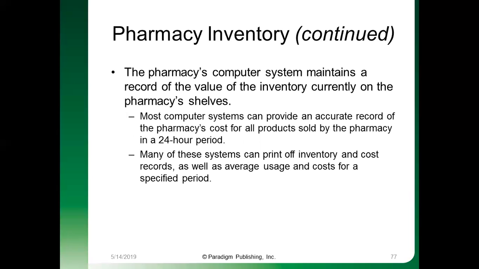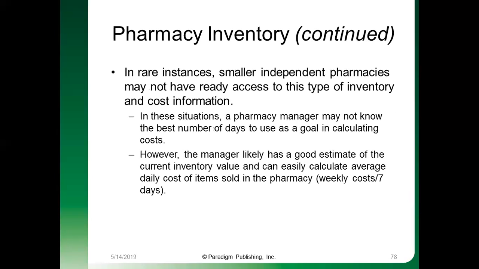The pharmacy's computer system maintains a record of the value of inventory currently on the pharmacy shelves. Most computer systems can provide an accurate record of the pharmacy cost for all products sold by the pharmacy in a 24-hour period. Many of these systems can print off inventory and cost records, as well as average usage and cost for a specific period. In rare instances, small independent pharmacies may not have ready access to this type of inventory and cost information.